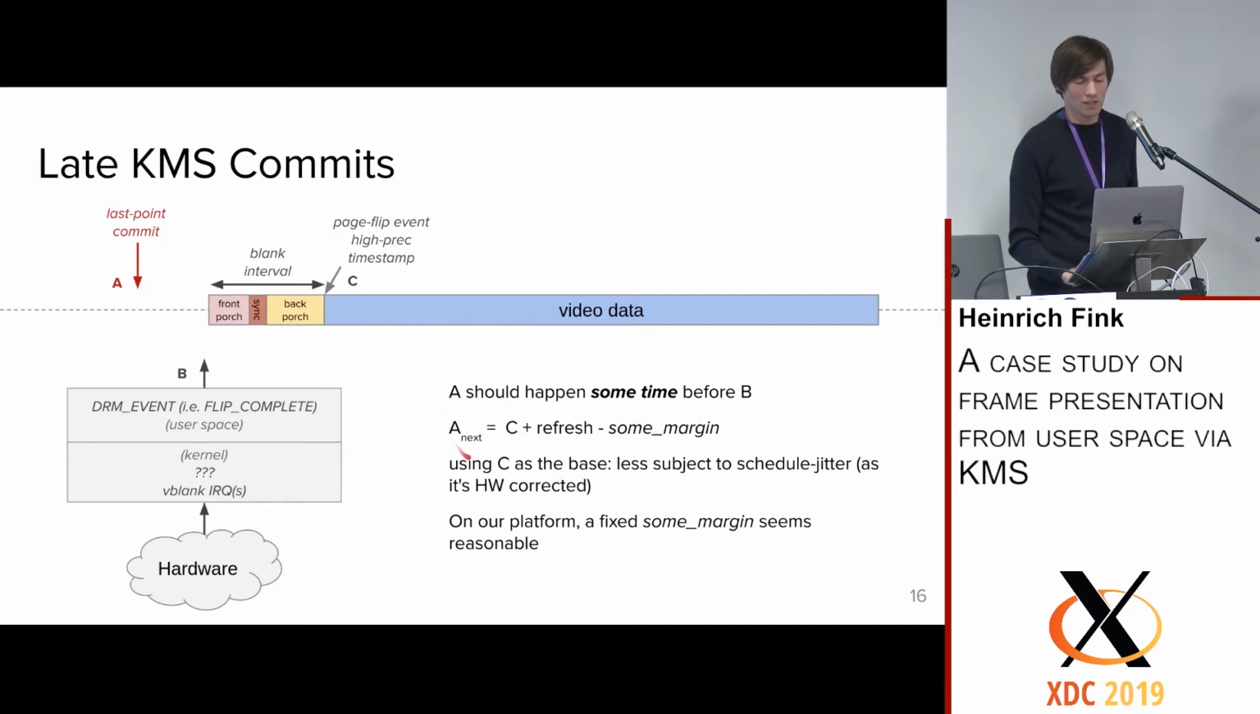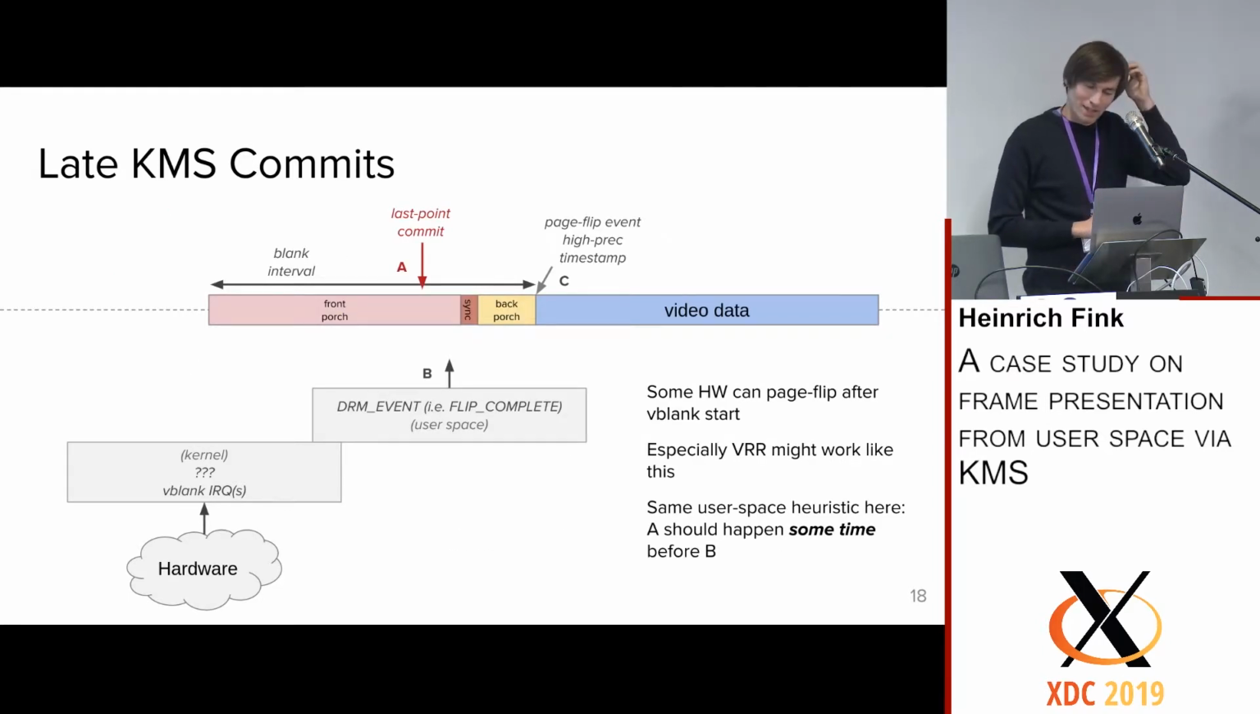In our case, we calculate this timestamp, so the next time we want to perform a late commit is basically the timestamp from the page flip event, that's C, plus the refresh duration, minus some fixed margin. And that's just hard-coded and something that we found works out quite well. And we're using the timestamp of C here, as this is less subject to schedule jitter, as that's hardware corrected and, as I mentioned before, it's fixed to the scan out signal. Yeah, that worked out quite well for us.